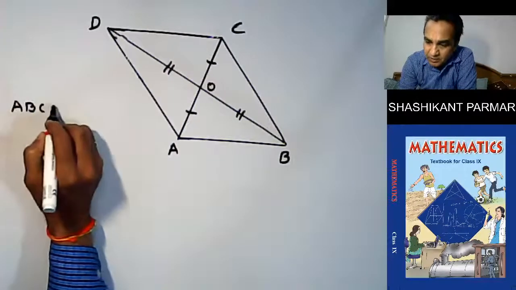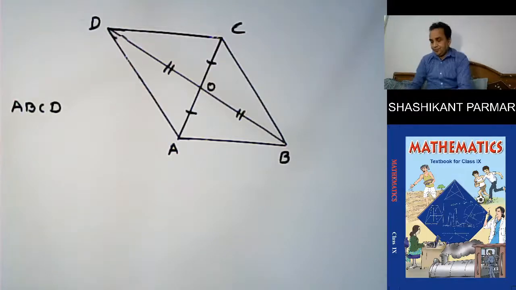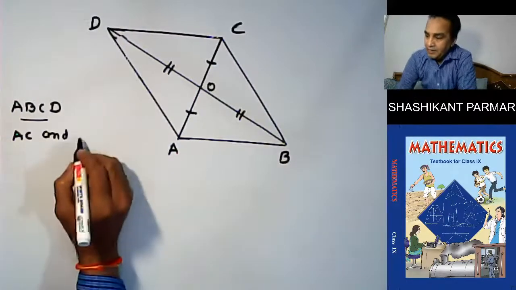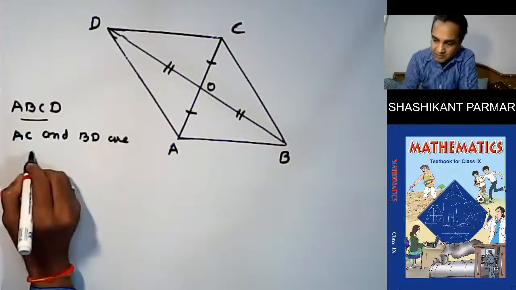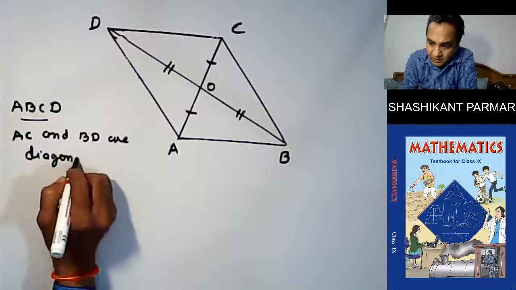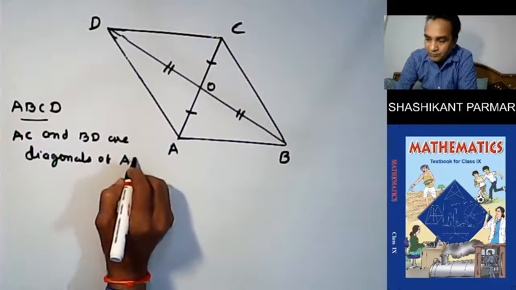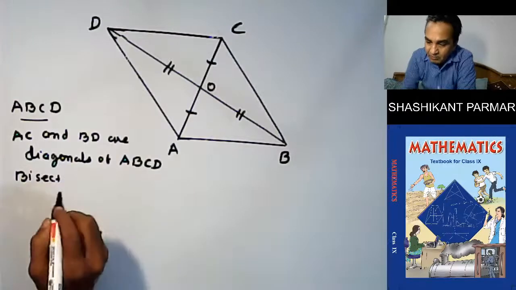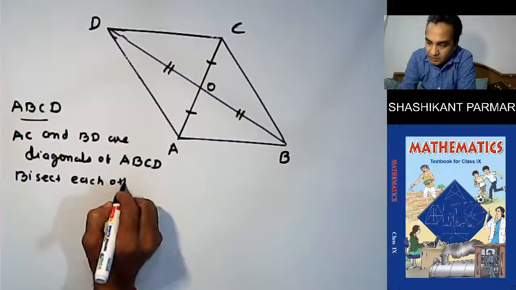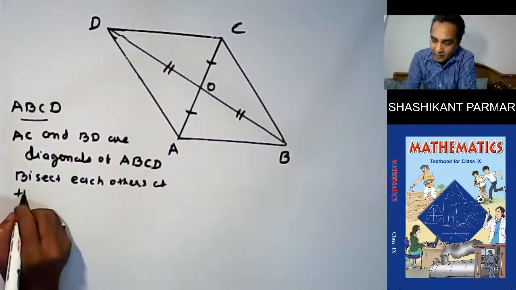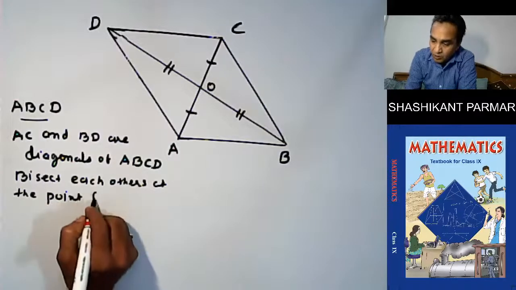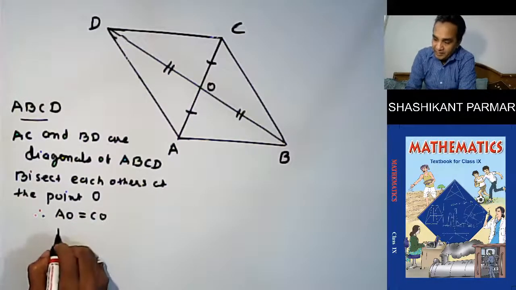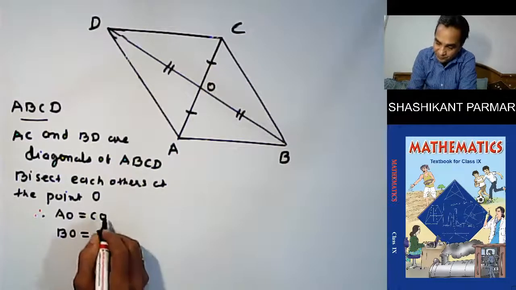We are given quadrilateral ABCD. AC and BD are diagonals of ABCD, and they bisect each other at the point O. So therefore AO is equal to CO and BO is equal to DO.